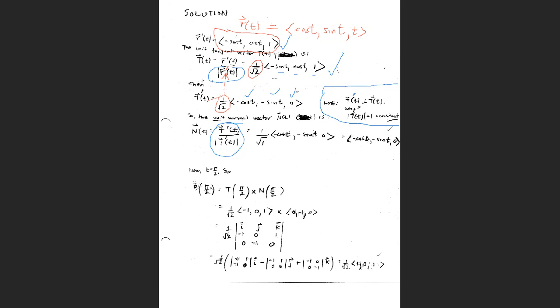That's going to equal the vector negative cosine of t, negative sine of t, 0.